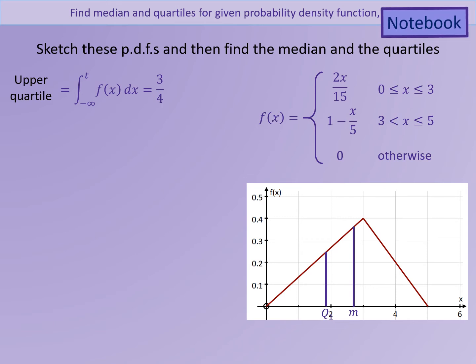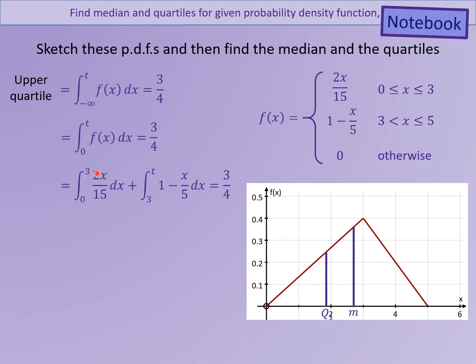And finally, for the upper quartile, we know that the upper quartile is going to be in the second section, so we can either integrate the first section and part of the second section and set this equal to 3/4. Alternatively, we could integrate from t up to 5 and set this equal to 1/4. This would give us a similar solution. So in this case, the integral needs to be split into two functions. First, going from 0 to 3 of 2x over 15. We already know that this part is 0.6 because we calculated it earlier.